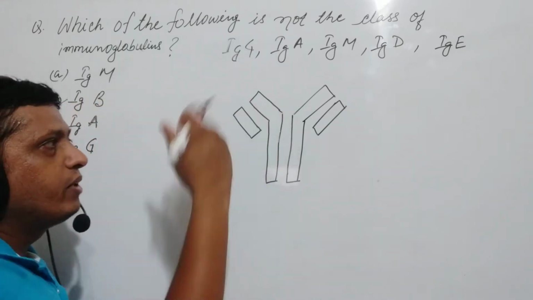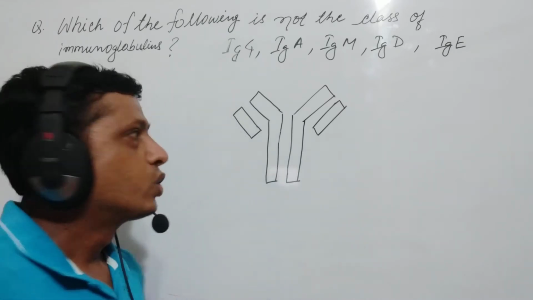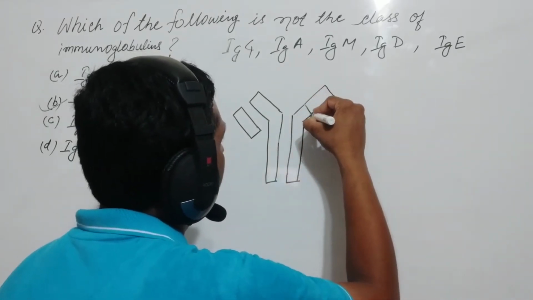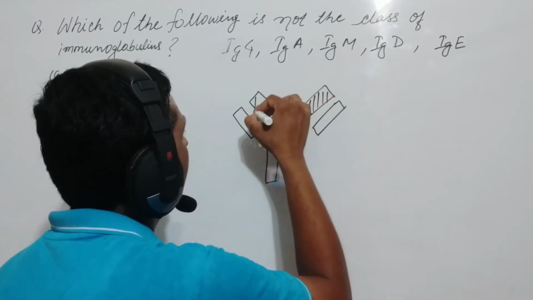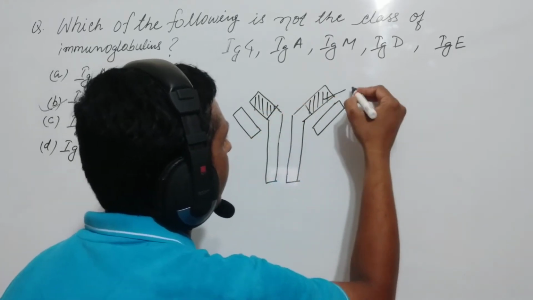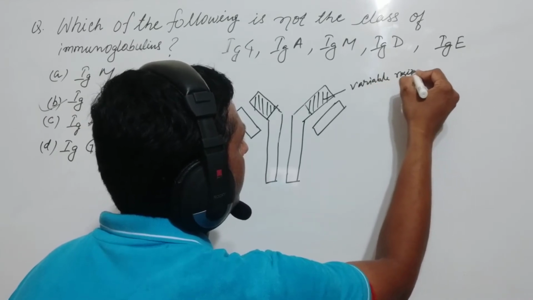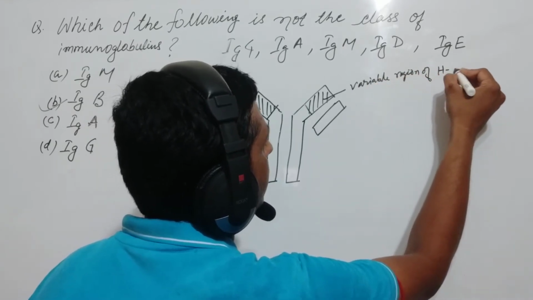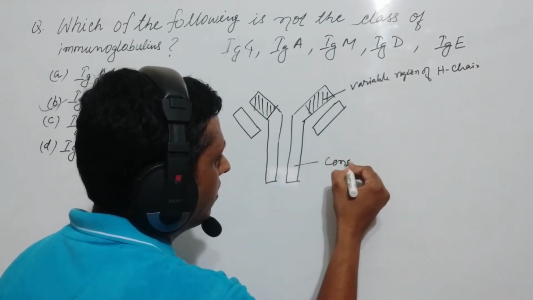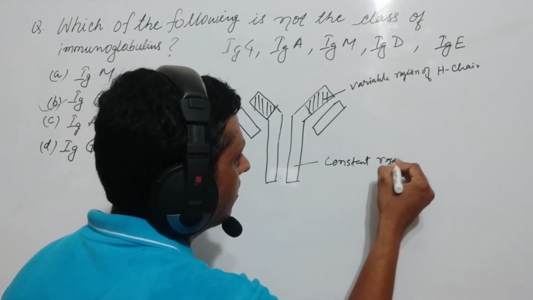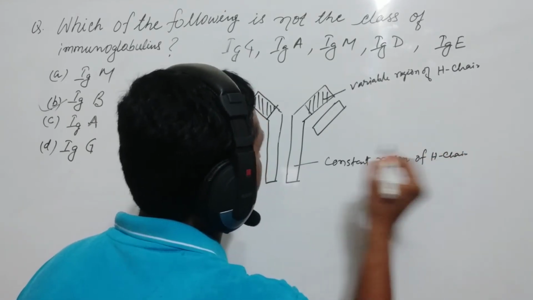These heavy and light chains are again subdivided into variable and constant regions. So in the heavy chain you will find variable regions. These are variable regions of the heavy chain. We can write: variable region of heavy, that is H chain. And this is the constant region of heavy chain.